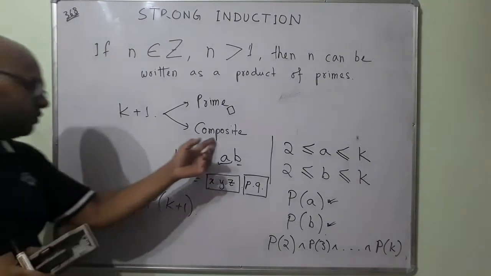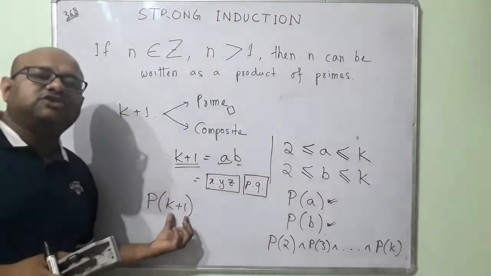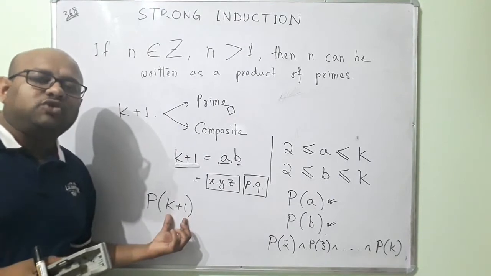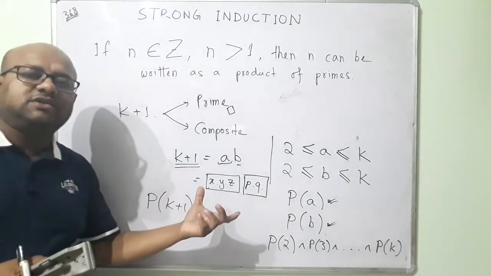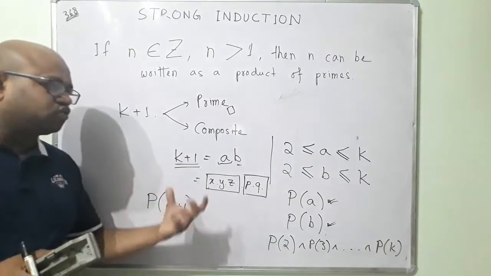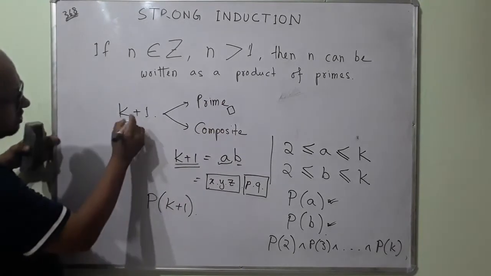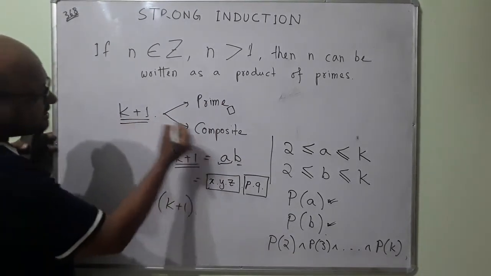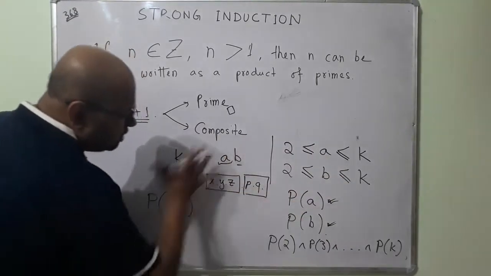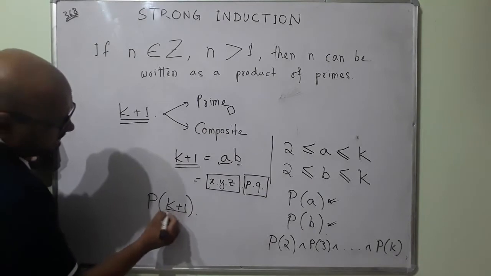In the case of a composite number, for P of k plus 1, we have shown that k plus 1 can also be written as a product of primes. So this statement is true. Previously we had shown that in case k plus 1 is a prime, it is true trivially, and in case it is composite, we have shown by doing all this that k plus 1 can be written as a product of primes.